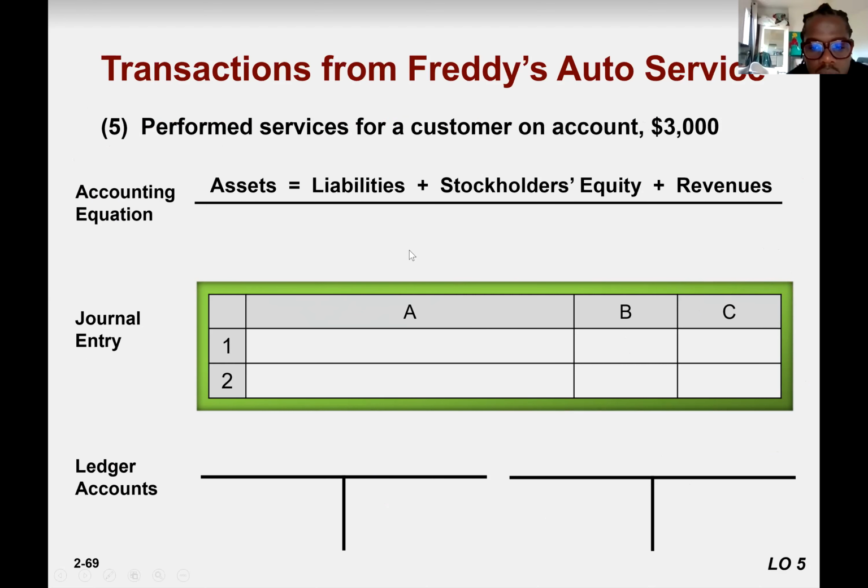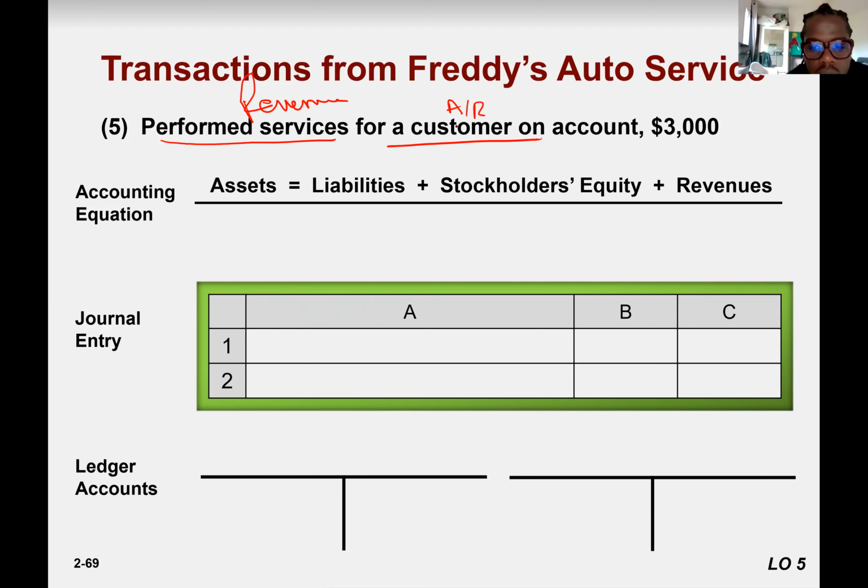Now let's talk about this again. Here, what we talked about over there. Now, performed services for a customer on account. This is a little bit tricky. Now find out the two accounts. Performed services, we just talked about that. This is revenue. Customer is accounts receivable, right?